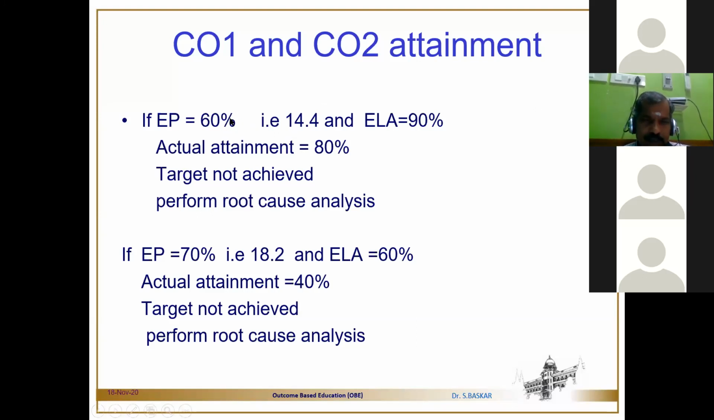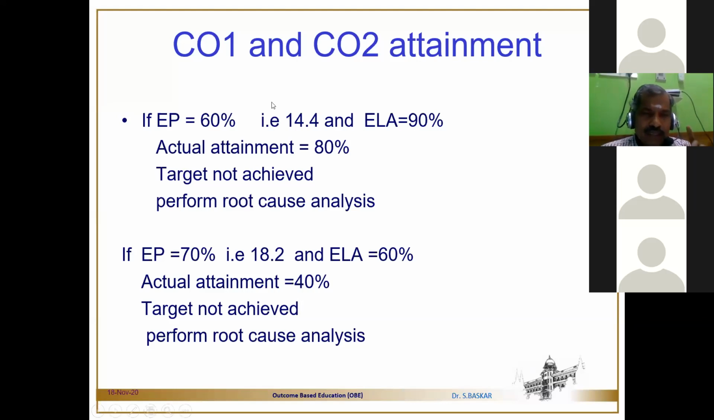The meaning of this expected proficiency is that I am expecting each student to score 60% of the maximum mark to satisfy my expectation. If somebody scores 60% minimum, then he or she satisfies my expectation. That is the meaning of EP. ELA is how many students should score this 60%, how many students should satisfy my expectation. I am expecting 90% of students should score 60% and above.